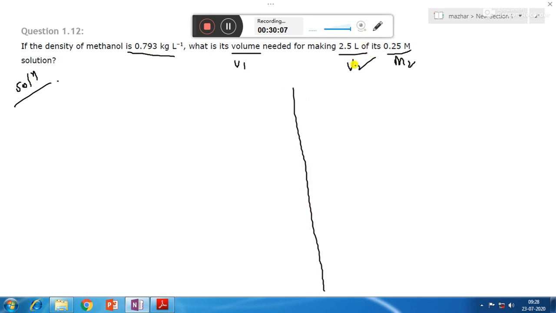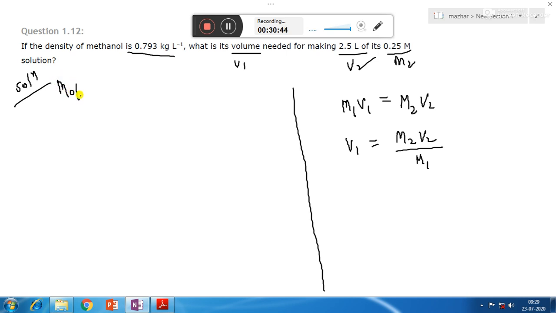So at the end of the question we have M2 and V2, and V1 we have to find. The equation which we have to use is M1 V1 equal to M2 V2, where M1 and V1 are the initial molarity and volume, and M2 and V2 are the final molarity and volume. Now in order to find V1 we require M2, V2 and M1. M2 and V2 are already given in the question, so we just have to find M1, that is the initial molarity.